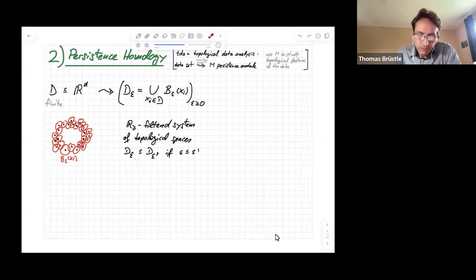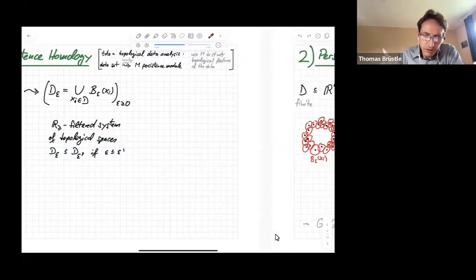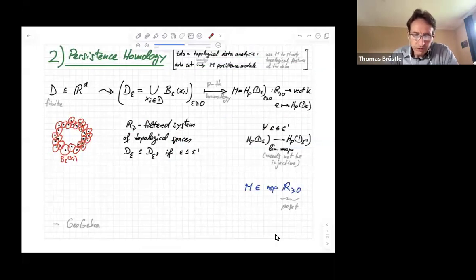When the radius epsilon is smaller than epsilon prime, then we have a union of larger balls. So D epsilon will be contained in D epsilon prime. This means we really get a system of topological spaces depending on the parameter epsilon. So we have an R-filtered system of topological spaces.